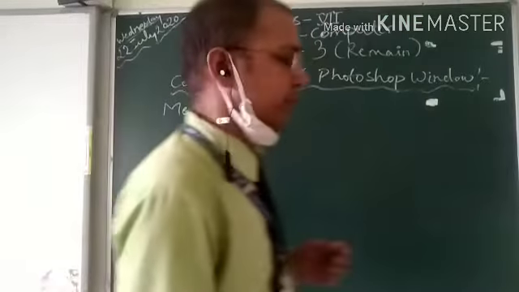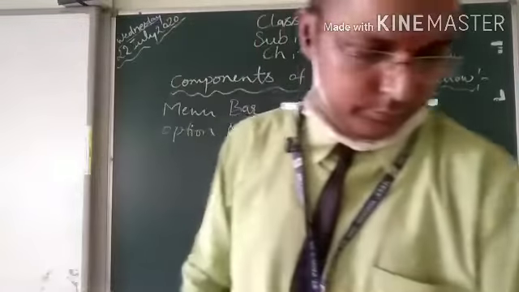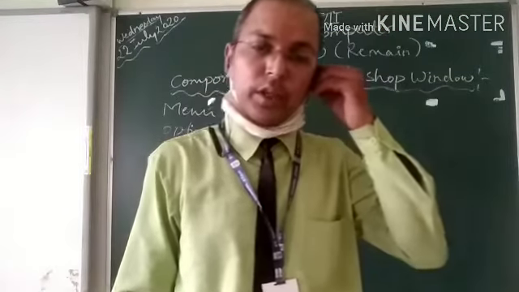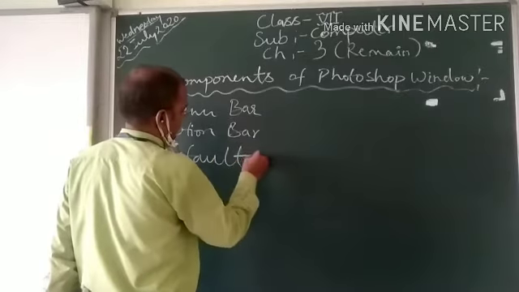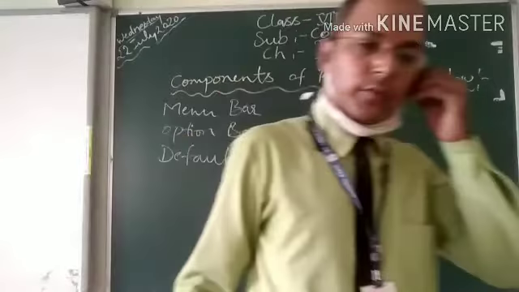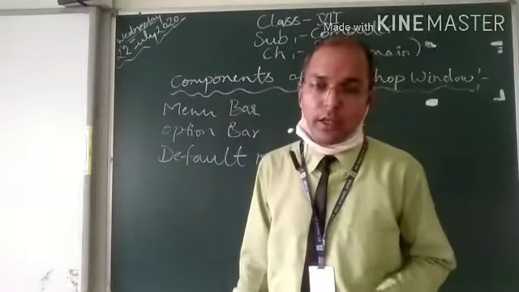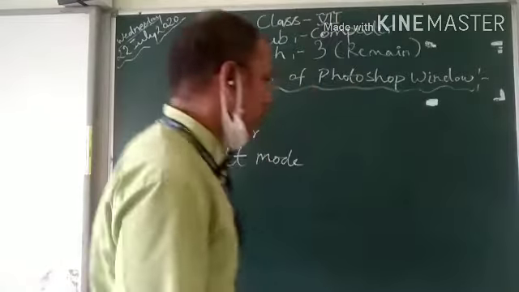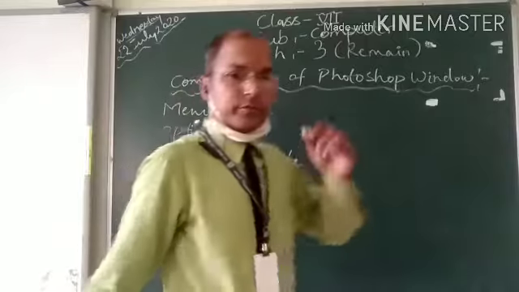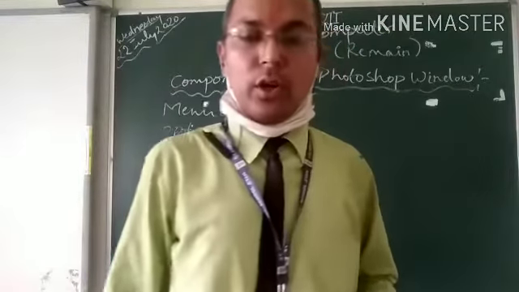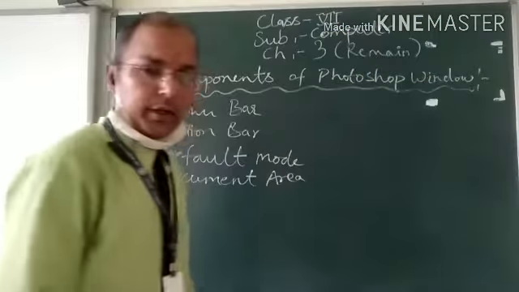Next, the option bar. It displays the options associated with the tool being selected. Next, the default mode. The essential is the default view of the Photoshop interface. You can also change the mode of the Photoshop interface by clicking any one mode available in this box. Next, the document area. The large white area in Photoshop is called the document area. In this area, you can perform various operations on the object. And next, the tools panel.